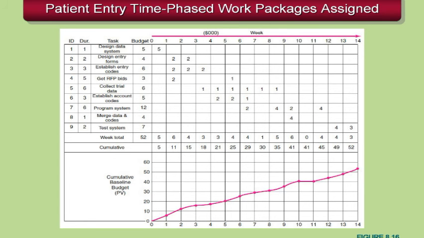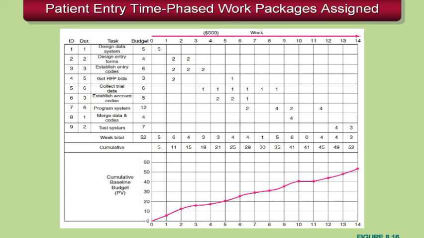What we've done here is taken the Gantt chart, and instead of putting the resources required, we put the dollars required. What we can see is for design and data, the first task, it has a $5,000 budget, and it will be done on the first day of the project. For design entry forms, it has a $4,000 budget, and we'll deploy those evenly across the 2 time periods for that activity. When we look at activity 3, it's $6,000 and happens to be distributed evenly along the 3 time periods for that particular activity.